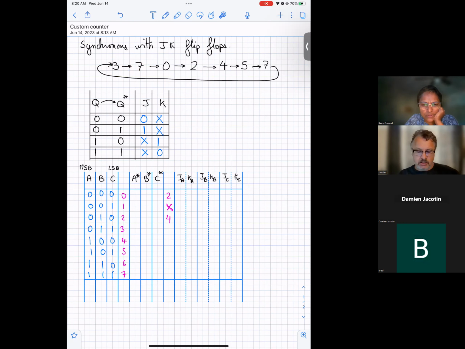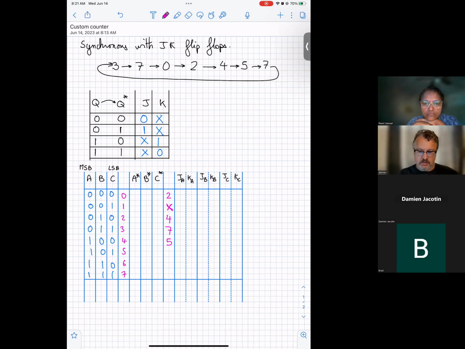Okay, so we have a 3 right here. After the 3, we're going to have a 7. So what I'm going to write here is 7. Then I'm going to go down to the next one. We have a 4 right here. If I look at the choice we made, after the 4, we're supposed to have a 5. So I'm going to put a 5 right here.